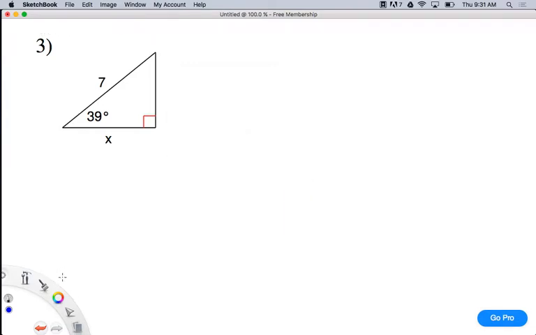All right, the first thing that we have to do is identify our angle that we're given. That's this right here. And then we identify the sides that we're given, because we have to figure out whether we use cosine or sine. Now, we know that cosine is the ratio of the adjacent side over the hypotenuse. And sine is the ratio of opposite over hypotenuse.